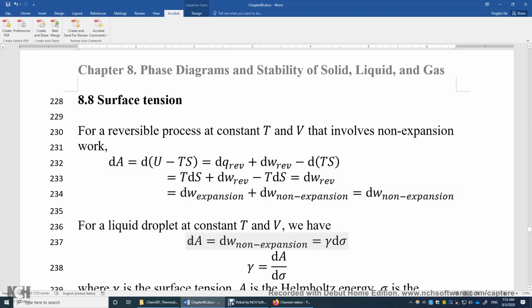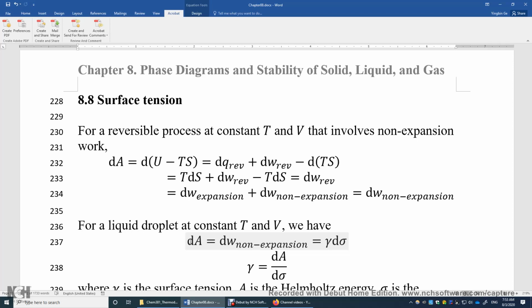Section 8.8, surface tension. First, let me ask you a question. If you have 1 milliliter of water, or any amount of water, without gravity, what's the shape of the water? Well, you'll say spherical. And why is that?